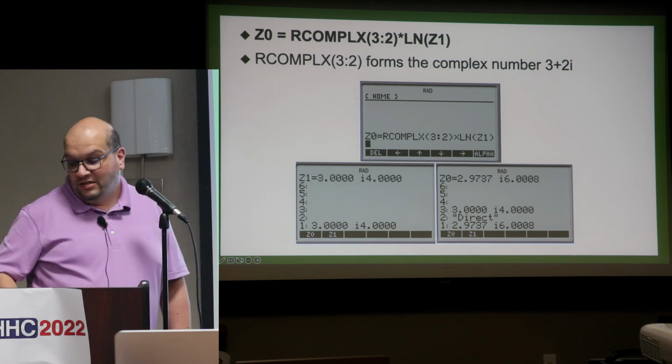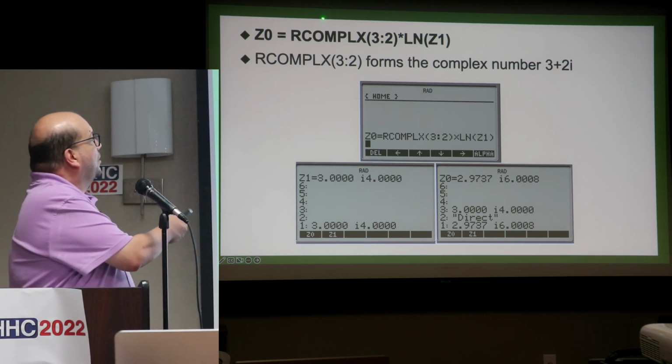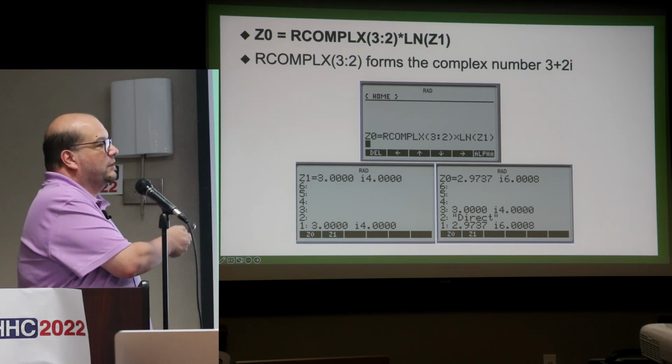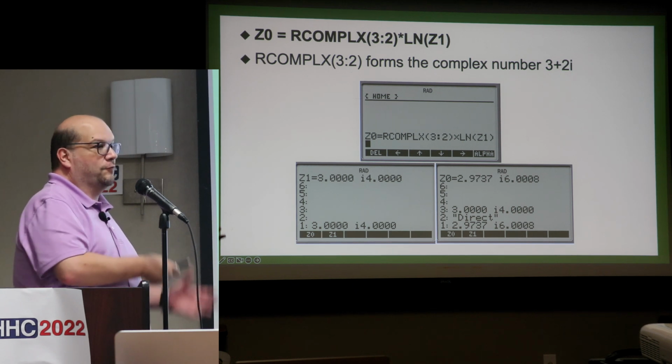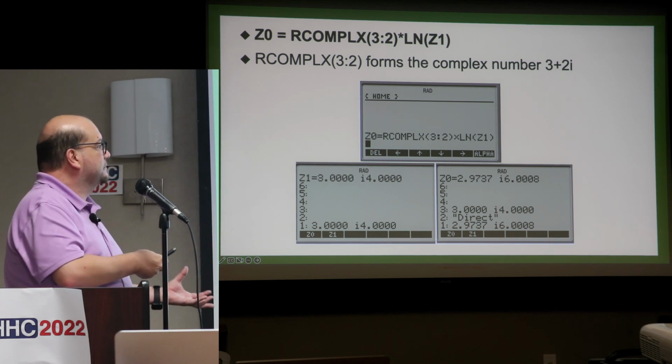So in this equation up here, R complex forms the complex number 3 plus 2i, or for engineers, 3 plus 2j.